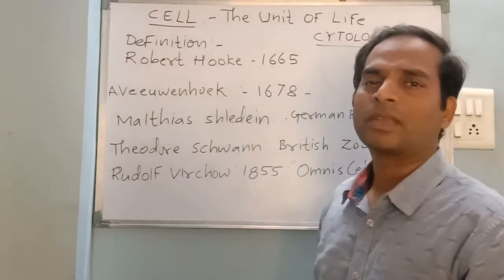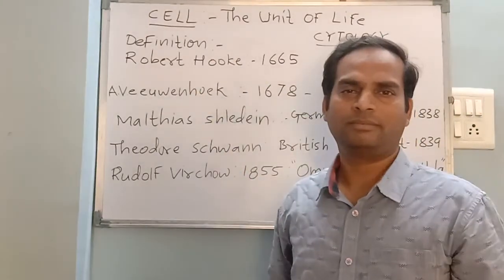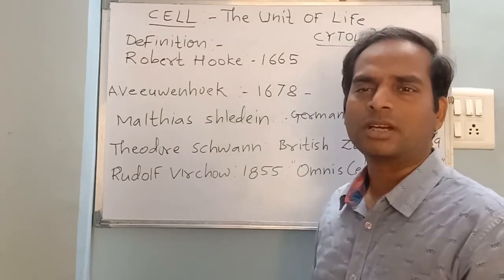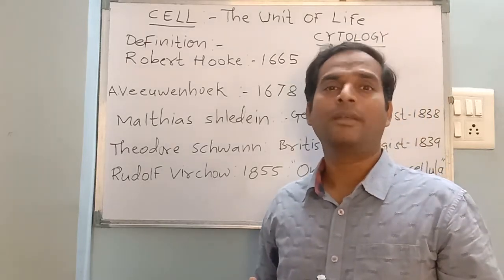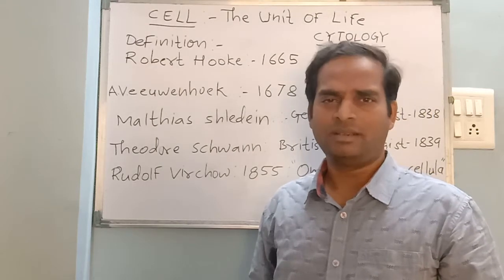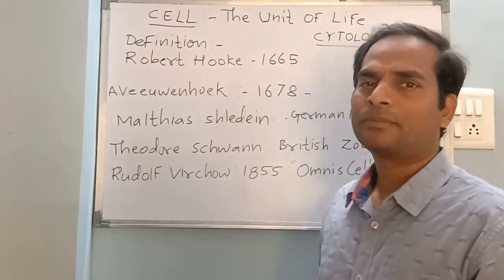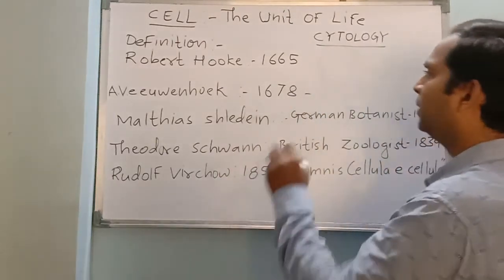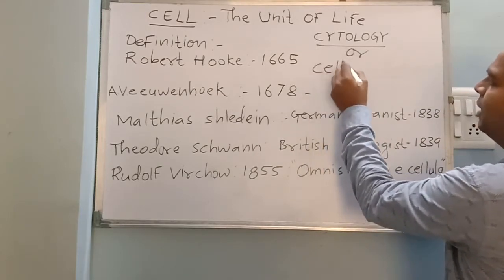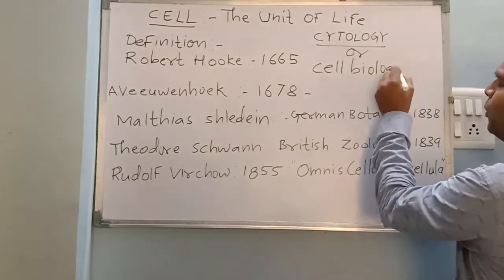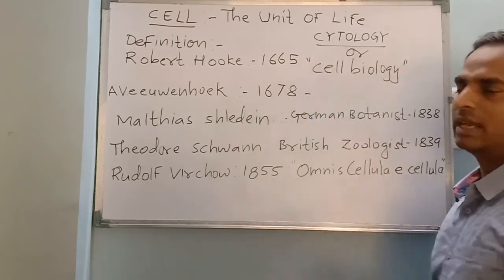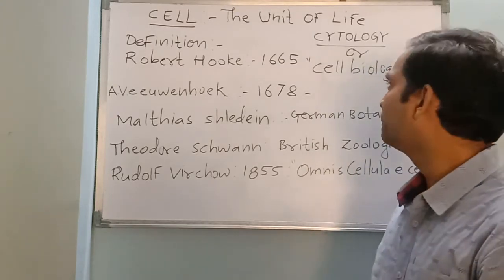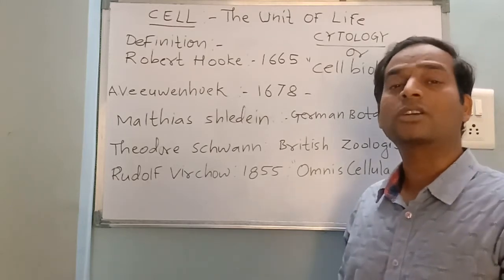The moment I say cell, immediately the definition of the cell strikes your mind. Right? So what's the definition of a cell? Cell is nothing but the structural and functional unit of an organism or life. And the study of the structure of the cell we call cytology. Even it can be called cell biology. The more appropriate word is cell biology, because cell biology is the study of structure, function and reproduction of the cell. Cytology is just the study of structure of the cell.